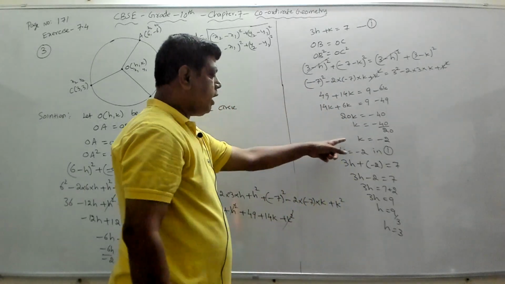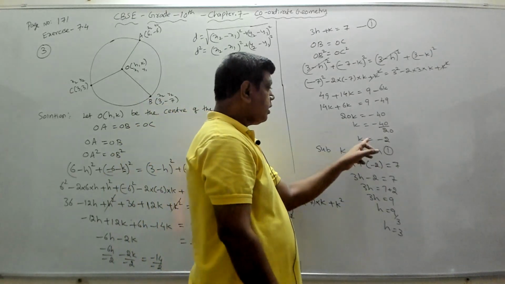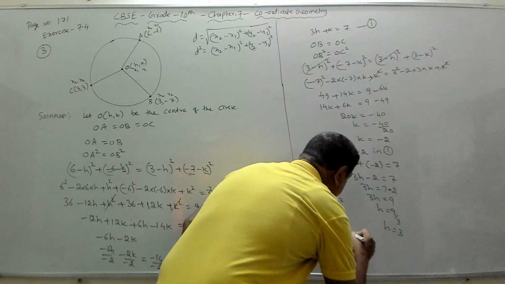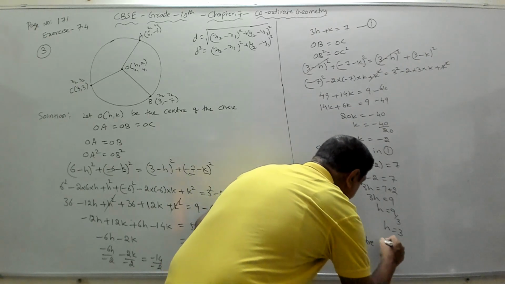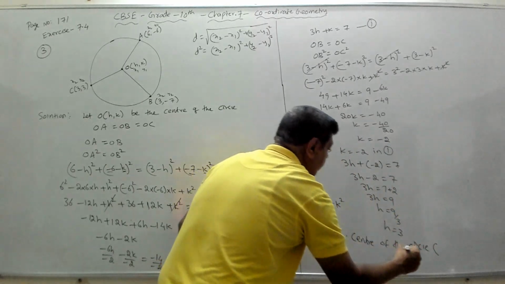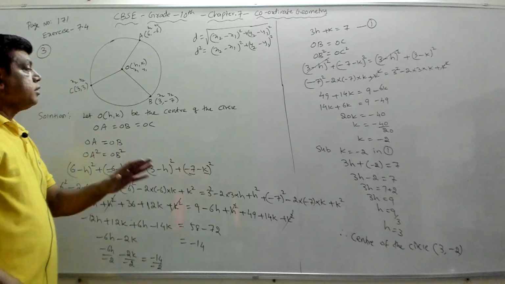So we have found k and we have found h. So the center is what? H comma k. H is 3, k is minus 2. So 3 comma minus 2 is the center of the circle. Therefore the center of the circle is what? H comma k. H is 3, k is minus 2. 3 comma minus 2 is the center of the circle.